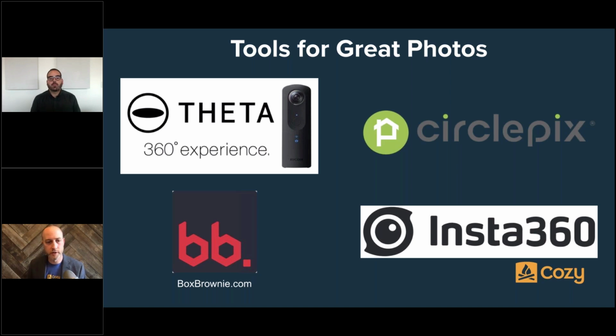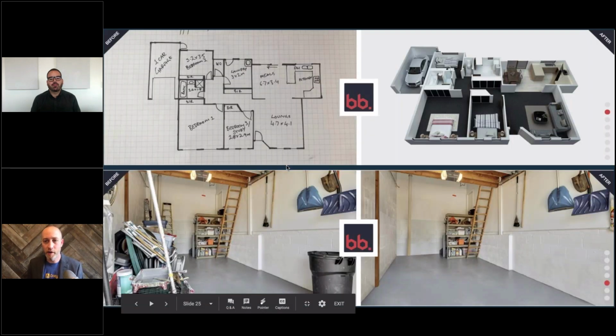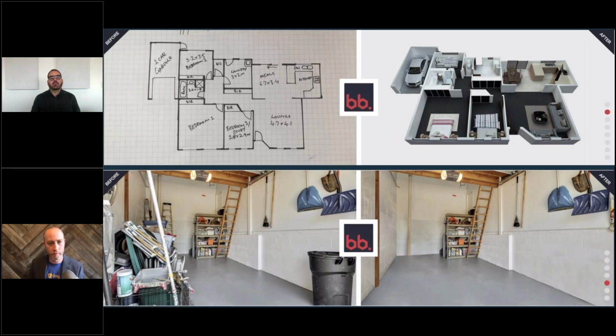Insta360 is also a really good service. Check that out. But my new favorite is actually a company called Box Brownie. It's BB in the corner. Let me show you some examples. What Box Brownie will do is if you send them a diagram like that upper left-hand corner, where it shows the layout of the house, they will take that and turn it into the picture on the right. They will create that three-dimensional layout for you, and it's really cheap.